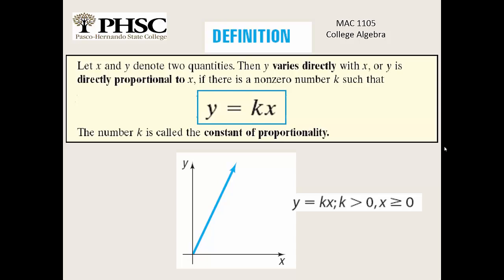So the first thing is, let's talk about direct variation. Let x and y denote two quantities. Then y varies directly with x, or y is directly proportional to x, if there's a non-zero number k such that y equals k times x. Now, number k is what we call the constant of proportionality. The equation is y equals k times x, k is greater than 0 and x is greater than or equal to 0. And there's the graph of this particular equation.